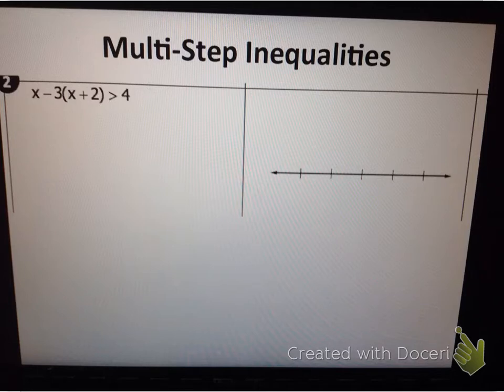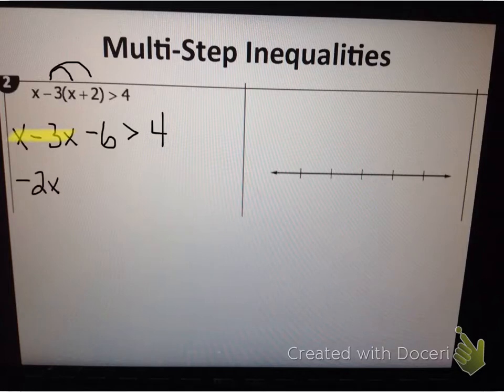We're going to distribute a negative 3. Now this is the same process as solving equations. Once we do, we'll have x minus 3x minus 6, because negative 3 times a positive 2 is a negative 6, is greater than 4. Now, at the beginning of this problem, we've got the added step of combining like terms. So we're going to have a negative 2x minus 6 is greater than 4.